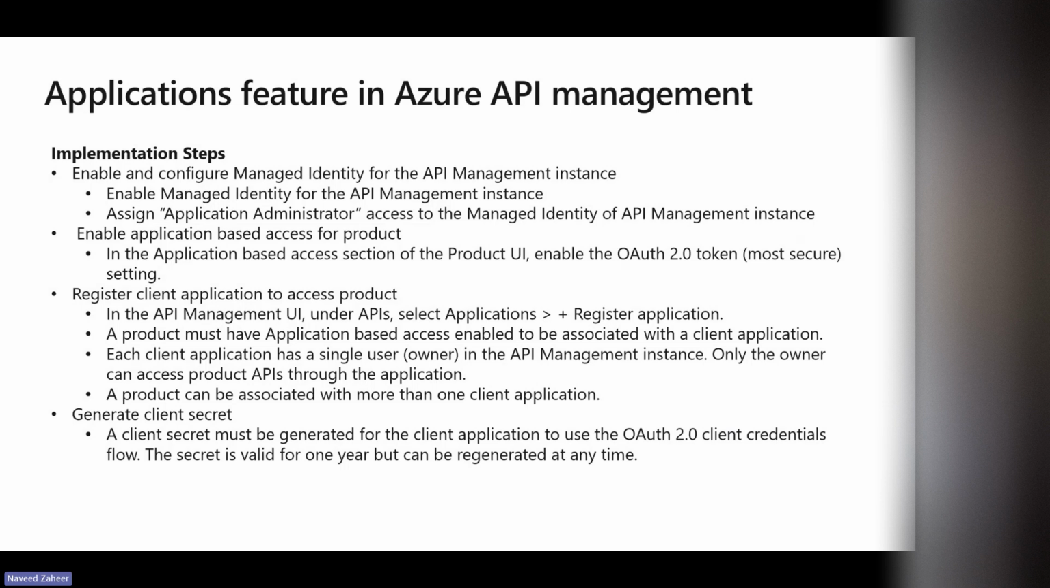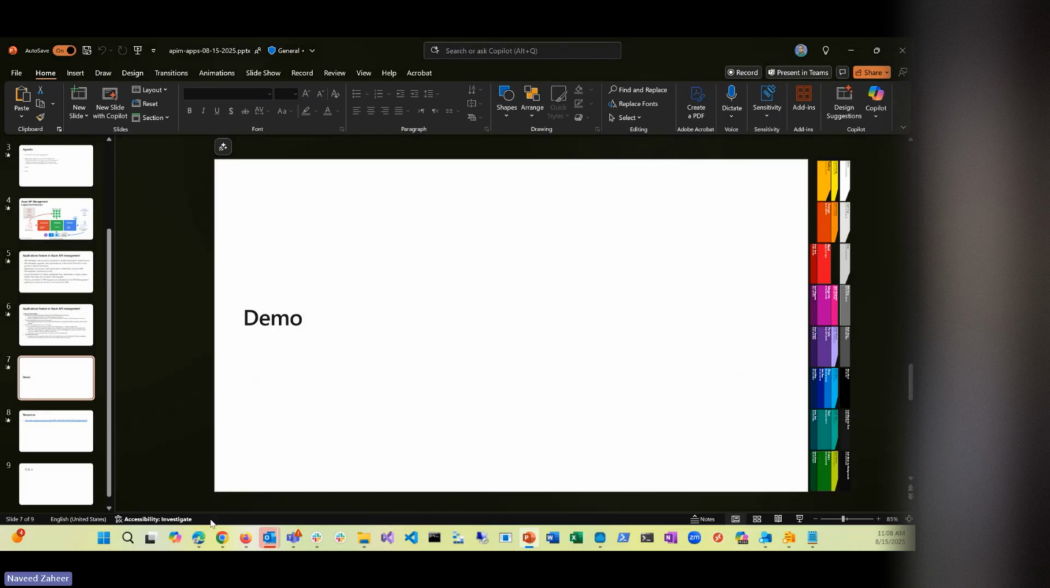Okay. And then you have to create a client application in order to access the product. So under that, you will create the client application, and then you will generate a secret and use that secret and the client ID to access the API management, so through the OAuth protocol. Okay. So with that, let's jump into the demo. Any questions so far?